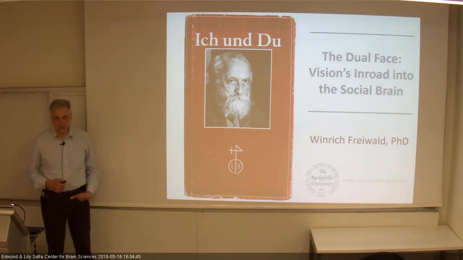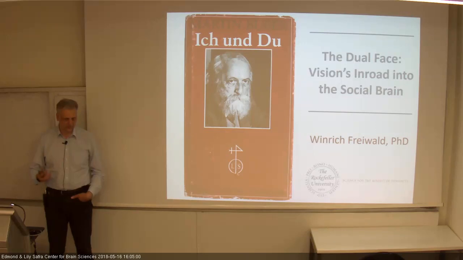3 by Martin Buber, Ich und Du, I and Thou. Buber had the claim in this book that the world is given to us in two fundamentally different ways, that we are interacting with the physical world in an I-it relationship. These are things that we can manipulate and interact with in a way that's fundamentally different from the I-thou interaction that we can have with other human beings.